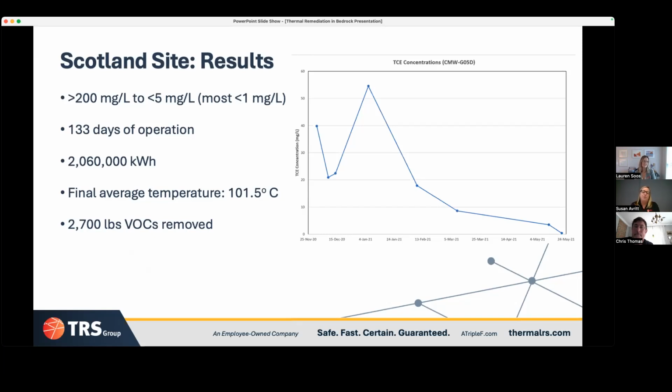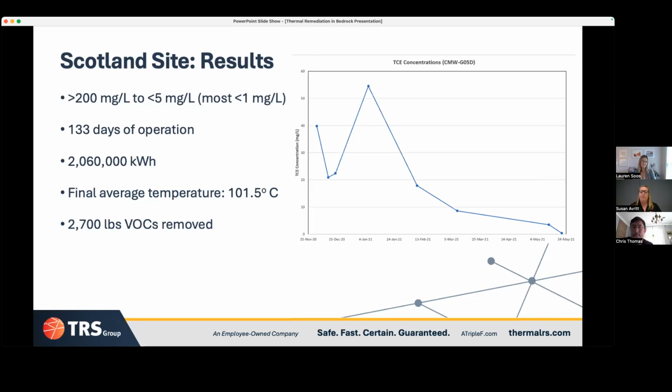So overall, concentrations, like I said, at this site were over 200 milligrams per liter. So pretty darn contaminated. The goal was to get to less than 5 milligrams per liter. And in most cases, we got to less than 1 milligram per liter. So a very, very successful project.